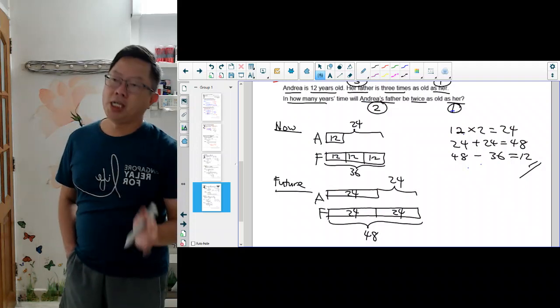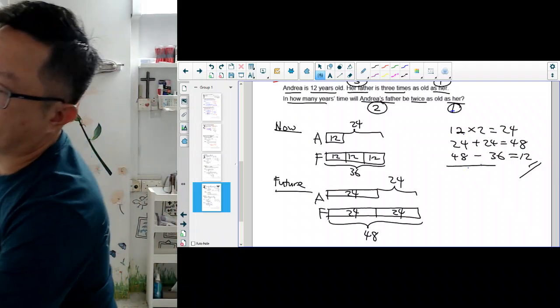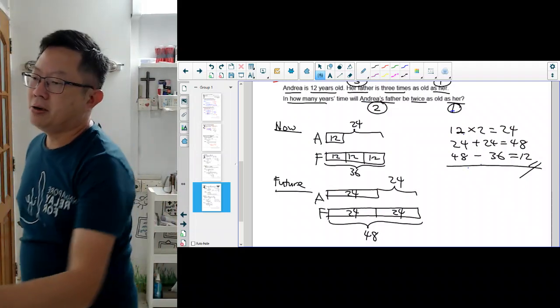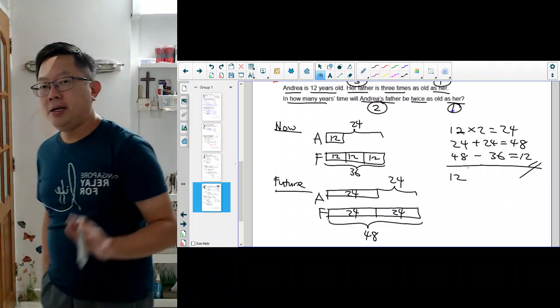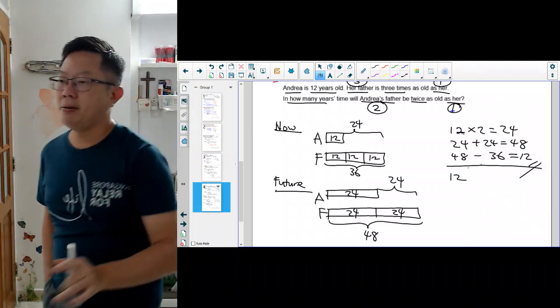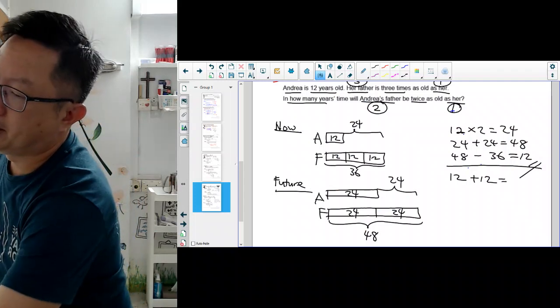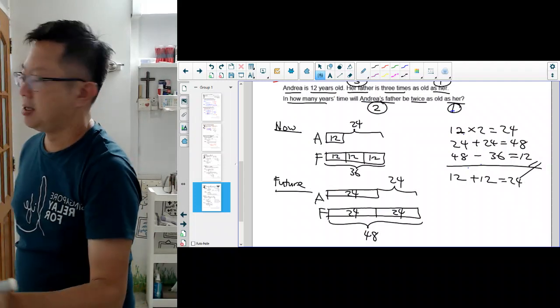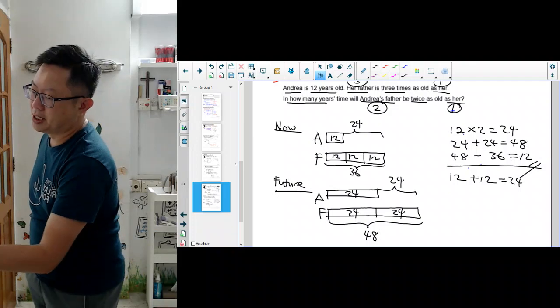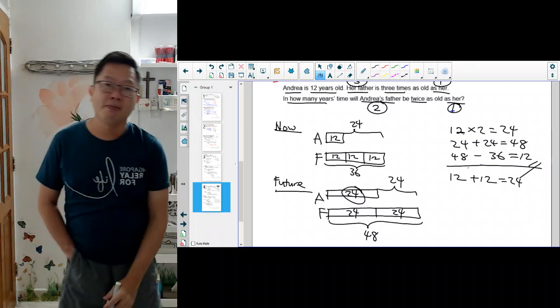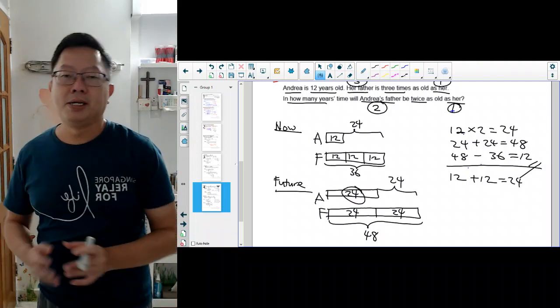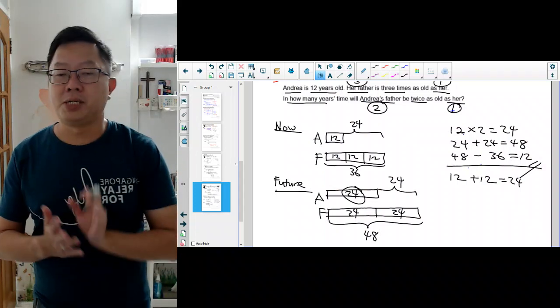So in 12 years' time, the father is going to be twice as old as Andrew. And how do you double check? Well, you can double check by looking at Andrew. If Andrew is 12 years now, then in 12 years' time, how old will she be? So you plus another 12 years time, and she will be 24 years in the future. So isn't that correct? Which is 24 years in the future. So that's how you once again draw the before and after model for each problem.